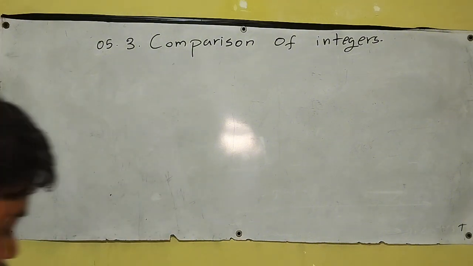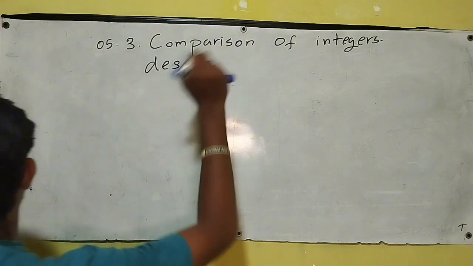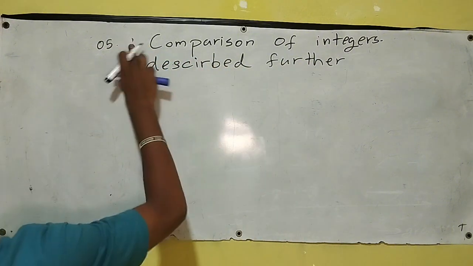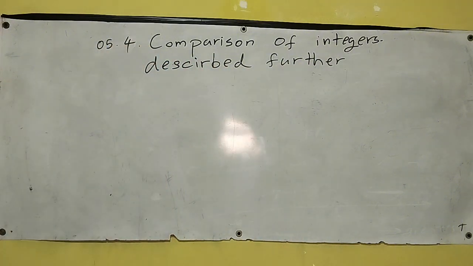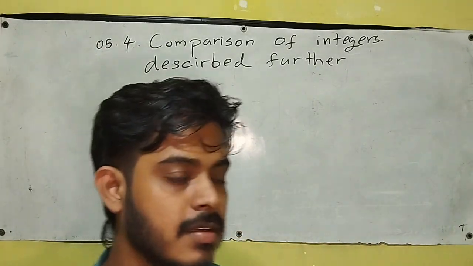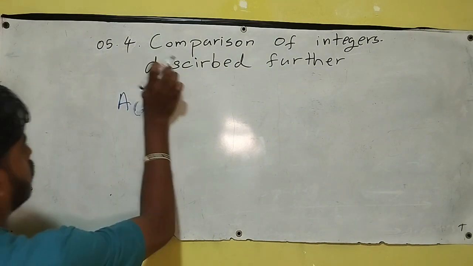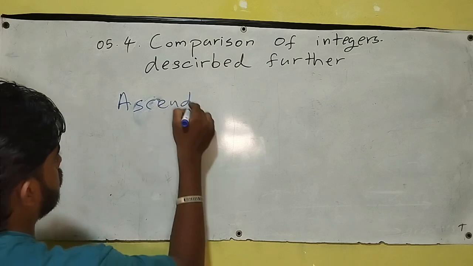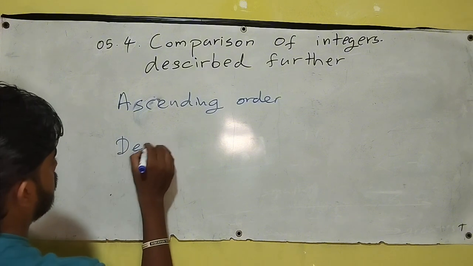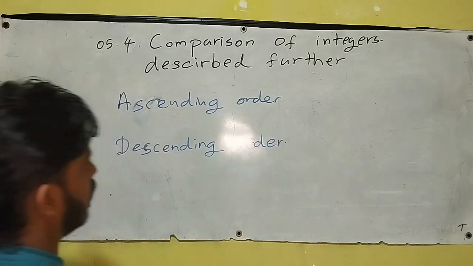Comparison of integers. Describe further. Next one. Okay, now you have to remember. I explained in the beginning of this lesson some words: ascending order, then descending order.